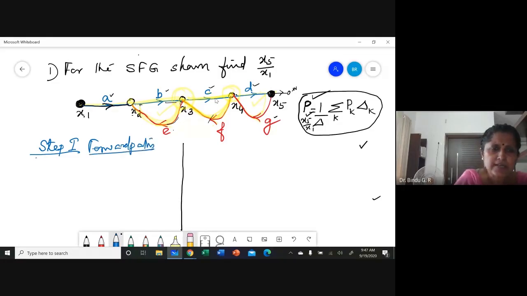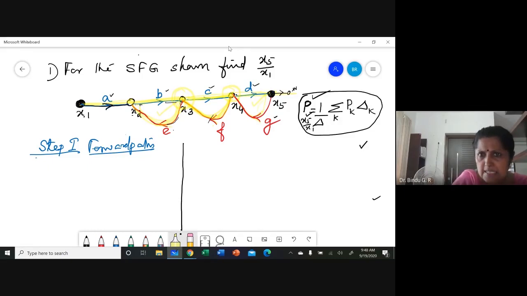How many forward paths are here? Forward path means the path which goes right from the input node up to the output node. How many forward paths can you identify? In the definition of the path, I said no node should be crossed more than once. I can take only one forward path here. This forward path alone I can take.